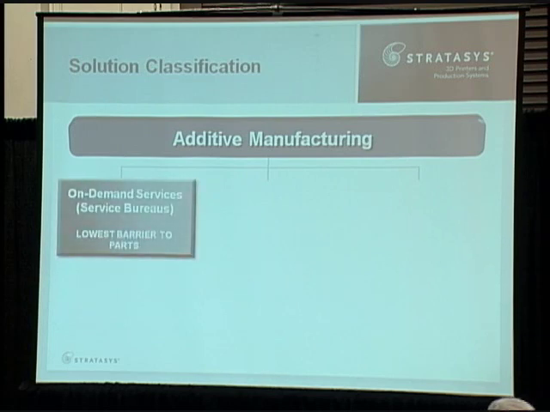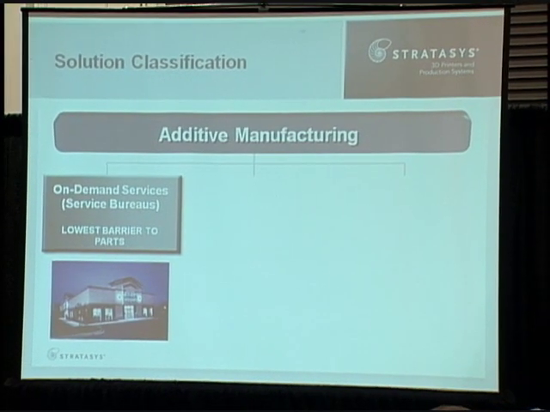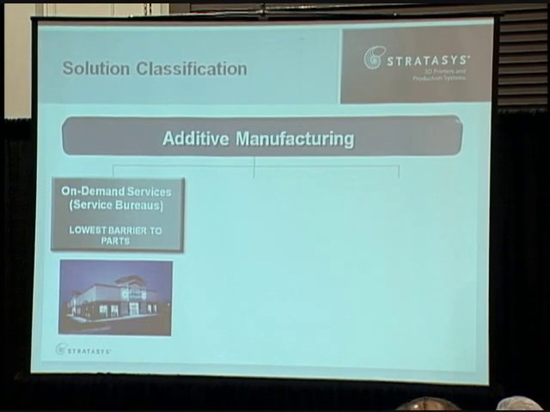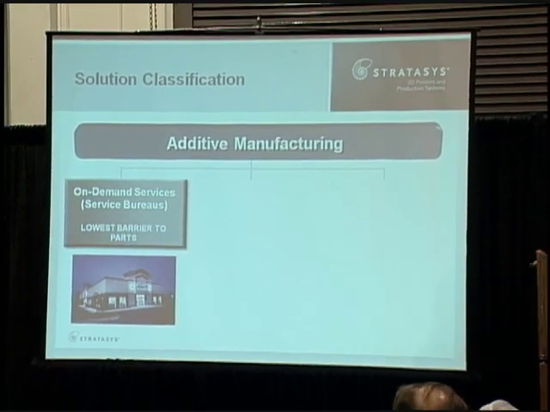Let's look at some of the classifications. On-demand services, service bureaus, job shops, whatever you want to call them. These are typically your lowest barrier to cost to get parts. It's a person that will make you a part for a given cost, that's it. It's kind of like Kinko's. You go in, give them a file, they print it, they charge you the dime, the nickel, and you leave.